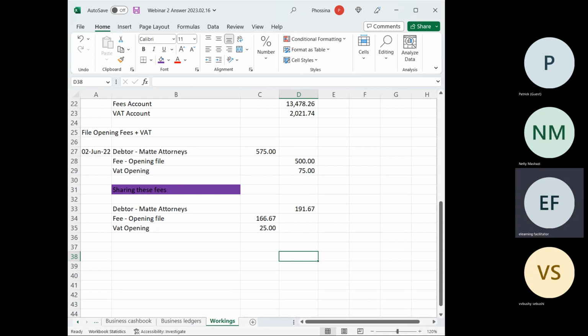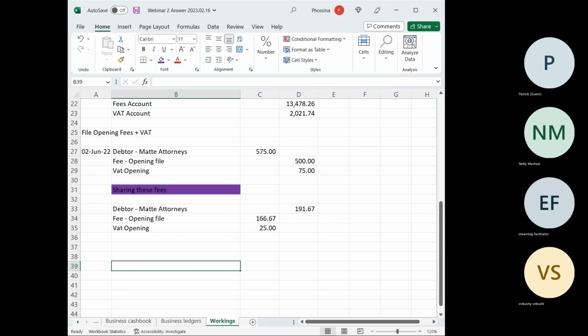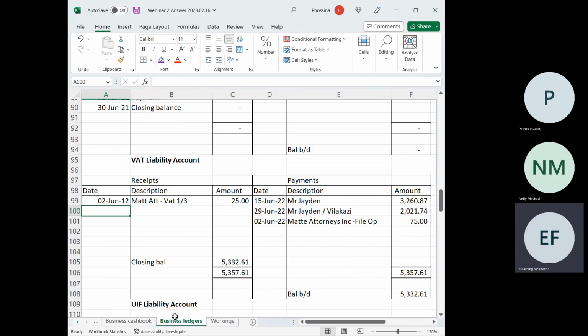Okay, and then 2 June 2022, we paid 150 to a trusting agent. So this one we are paying, and we don't have money in trust. We haven't received anything. We are still trusting the money. We are looking for the data and we are trusting the money. So we are paying out of our funds.